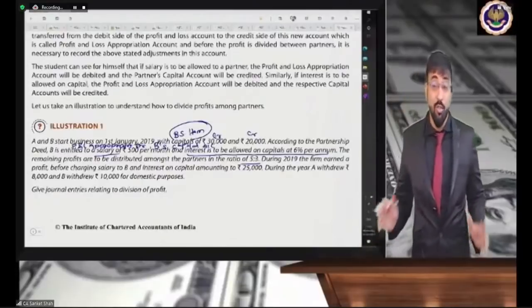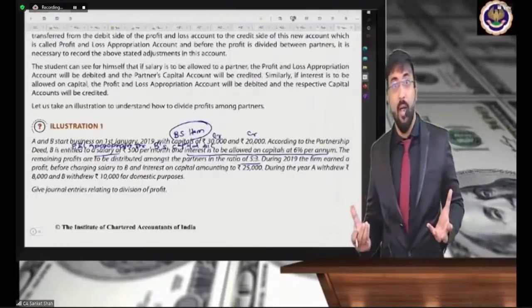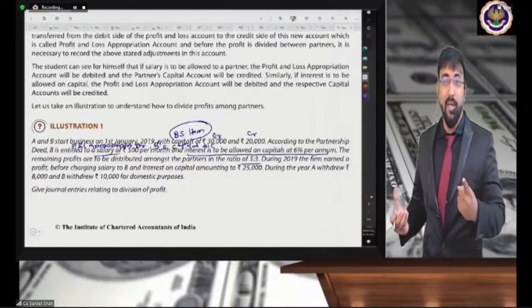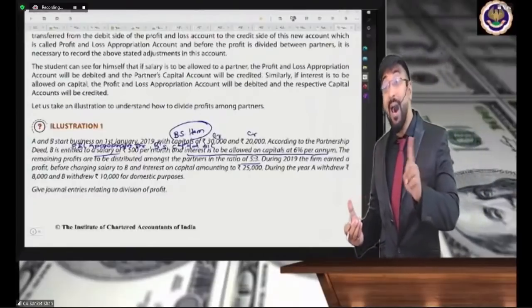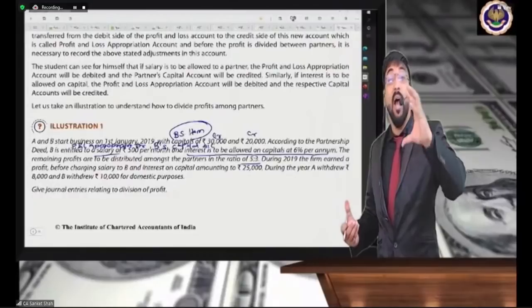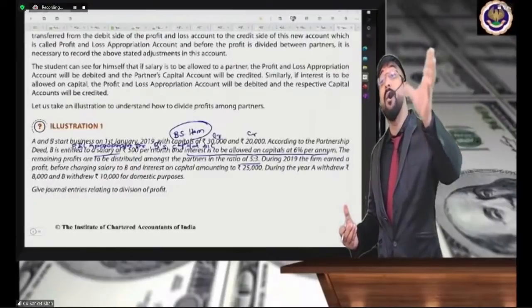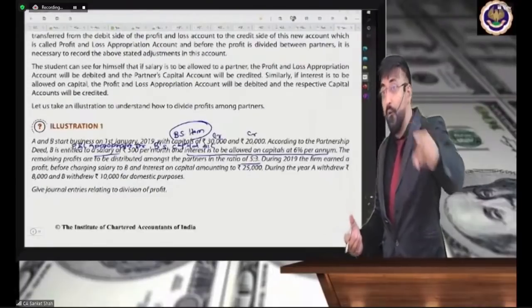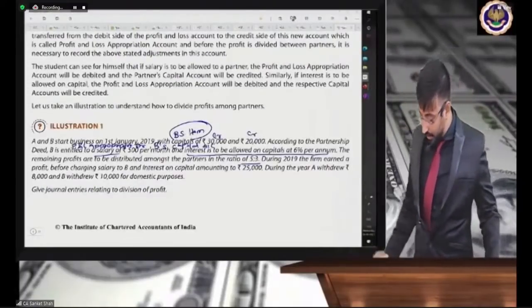But those students whose basics are very clear, after becoming chartered accountant, I'm telling you, it will help you in your actual practice. If you can visualize this effect, how to pass entry, how after passing entry it will be transferred to profit and loss account, how it is carried to balance sheet, that flow you have to understand at CA level.